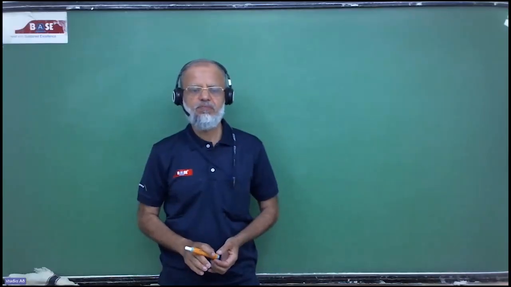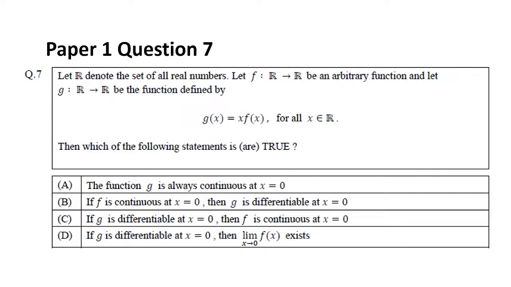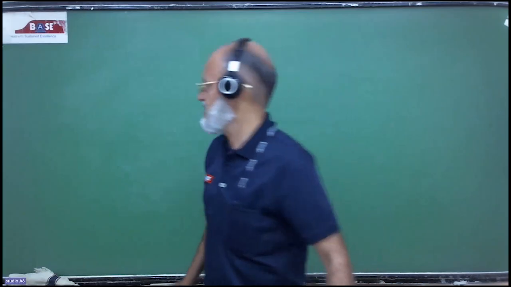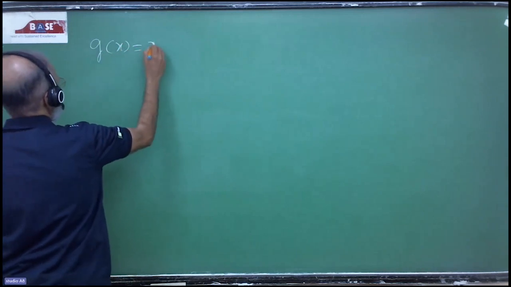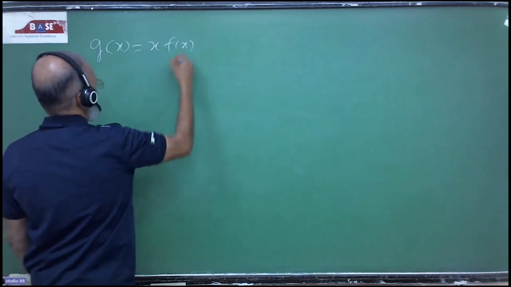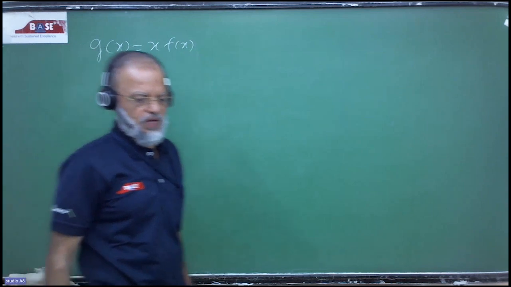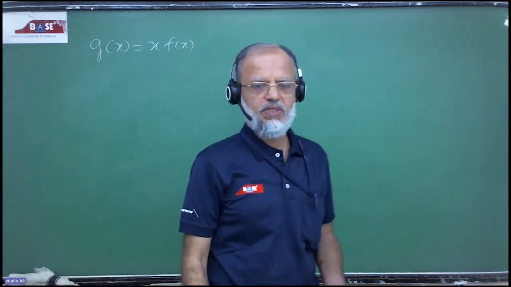JEE Advanced Paper 1. It is question number 7. This question is related to continuity and derivability. In this question it is given f of x is a function and g of x is defined like this: g of x is equal to x into f of x. Now we have to see which of the options are true.